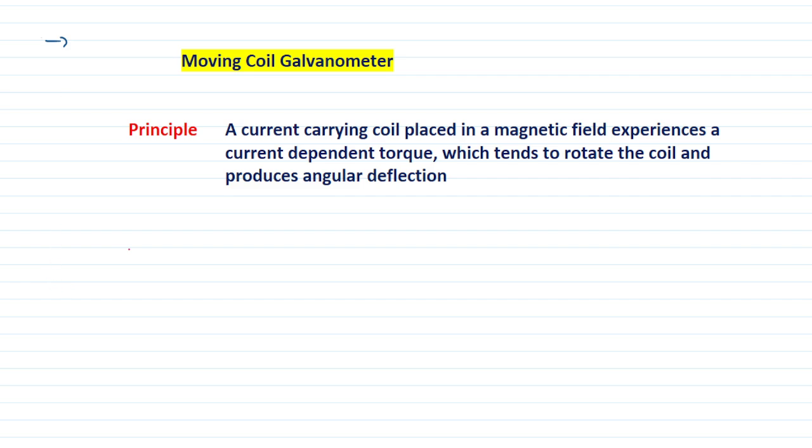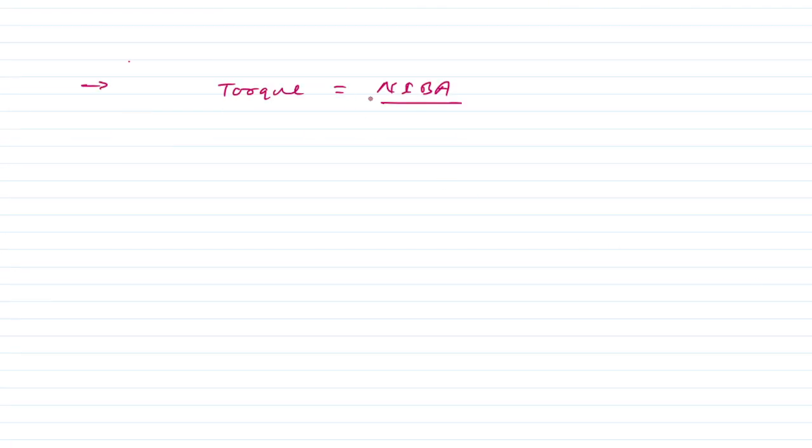So basically, when we pass electric current through a coil and place it in a magnetic field, then based on the value of the current flowing in the coil, it develops torque, and due to that torque the coil rotates or gets angular deflection in the magnetic field. That amount of torque is given by NIBA. We did this in the previous video: when we place a rectangular coil in a magnetic field, it develops torque NIBA.